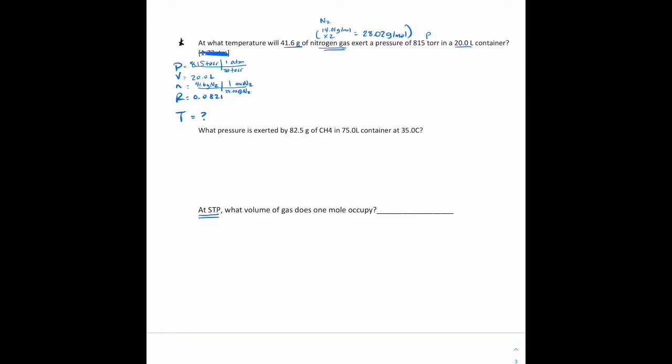STP, remember that's that hidden way of saying that the temperature is 273.15 Kelvin and the pressure is 1.00 atm. Notice here this is moles, so that's n. And you already know R, 0.0821. And so you're finding your volume.